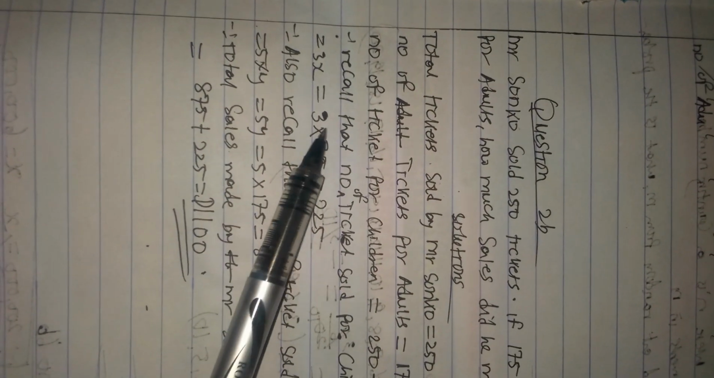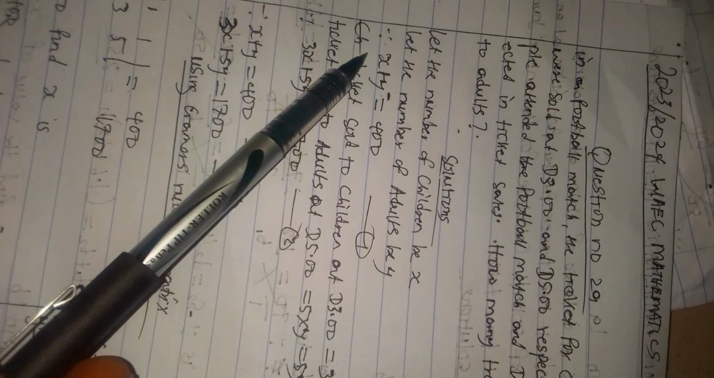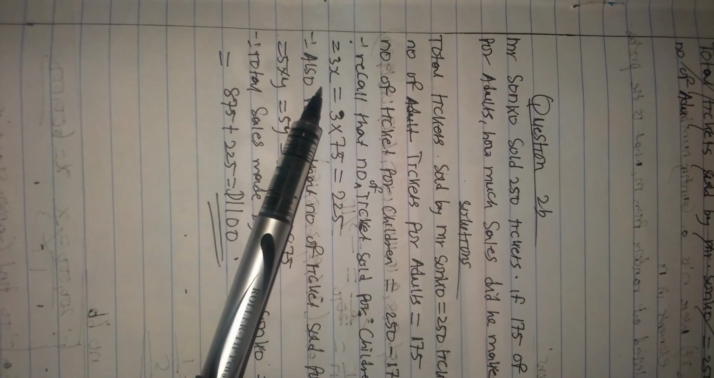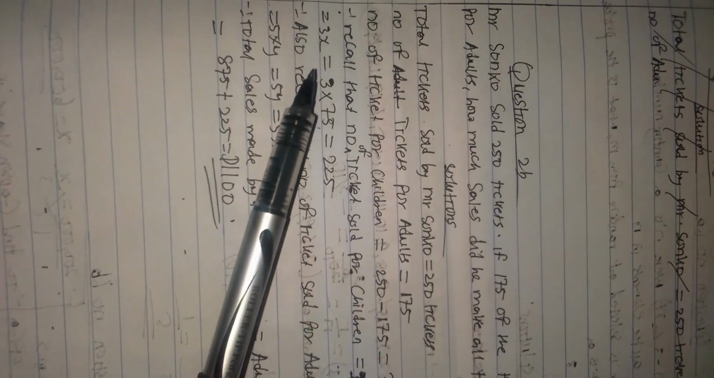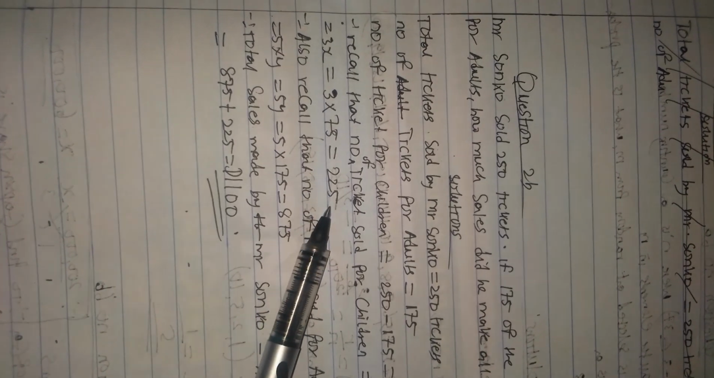For children the ticket price is $3, which is 3 times x, where x is for children. So 3x is 3 times 75, which will give you 225.